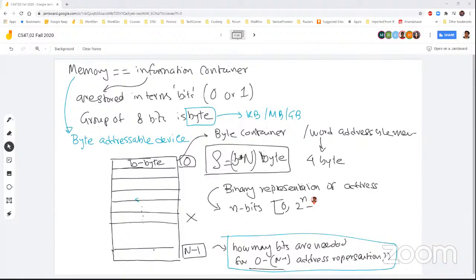So my problem is that I want to represent this much. How many bits do I need? Usually the relation is n equals log base 2 of N, and you take a ceiling of it. So that's the number of bits needed to represent an address.